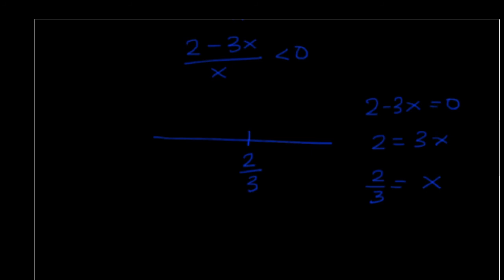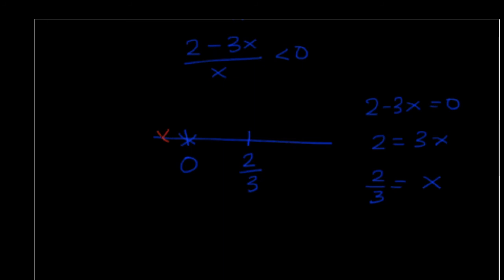And then finally, I'm going to be looking at when the denominator is 0. Here, the denominator is just x, so we're going to set that equal to 0. And I'm going to put an x here to denote that we don't want to include 0 in our answer, because we can never divide by 0. Now let's pick values between 0 and 2/3.